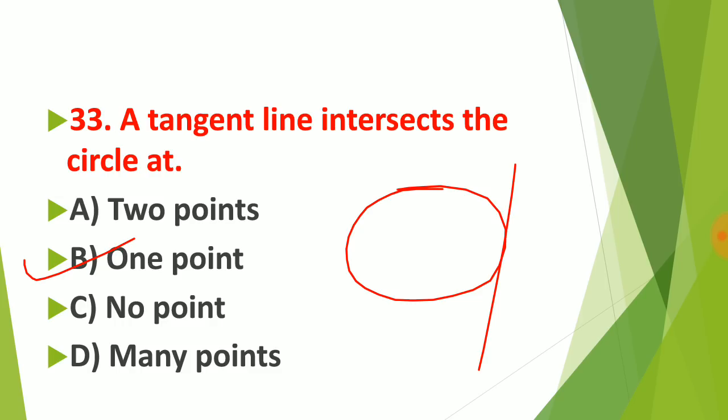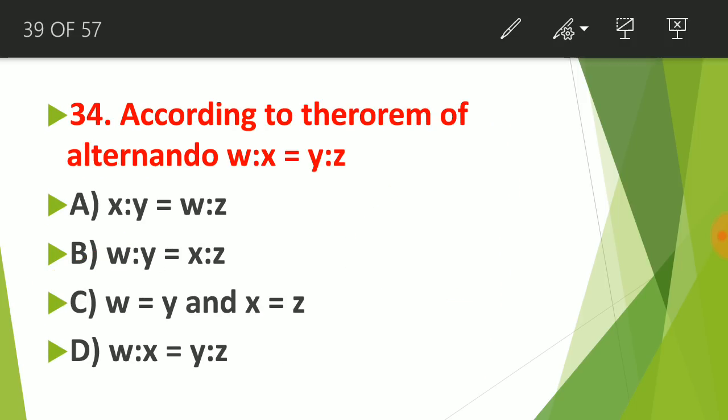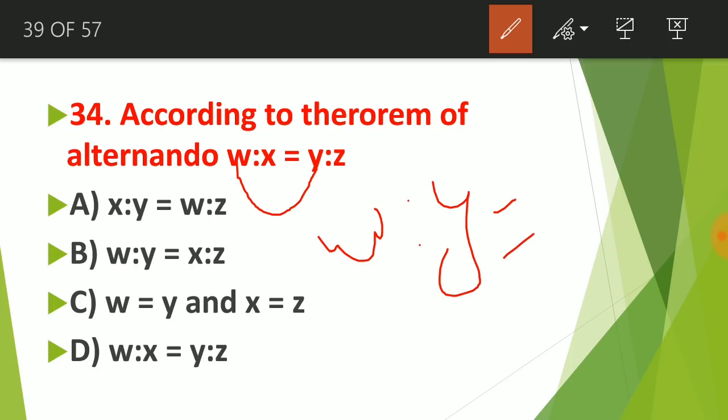Now question number 34. According to the alternando theorem. Alternando theorem means this y will take, this w will take, like this w is to y will come here, and x is to z will come here. This is the alternando theorem, so that is in option choice B.